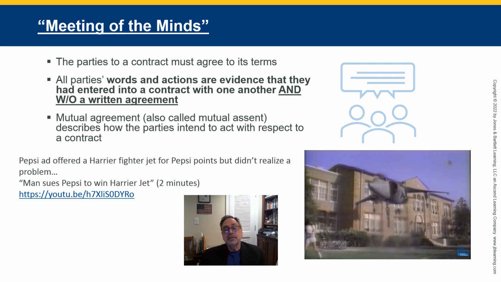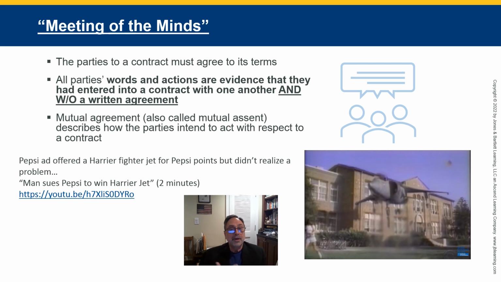But Pepsi some years ago had offered a Harrier fighter jet, as you can see here on the right, for a certain number of Pepsi points, and didn't realize that there is a possibility of somebody trying to buy the Pepsi points and not purchasing all that Pepsi. And it turned out to be a legal contract, and it's interesting. Watch the 2-minute video, and it really proves the point that you don't need to have a written contract.